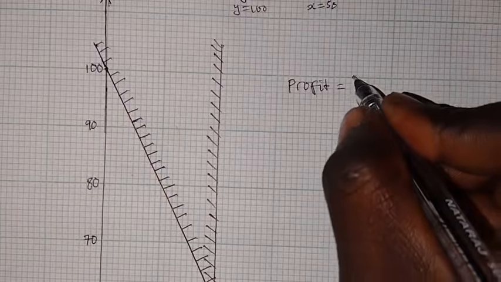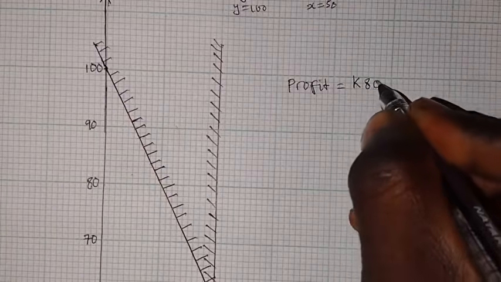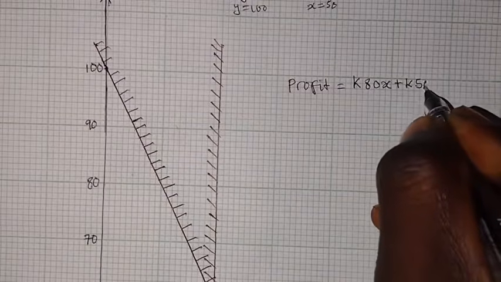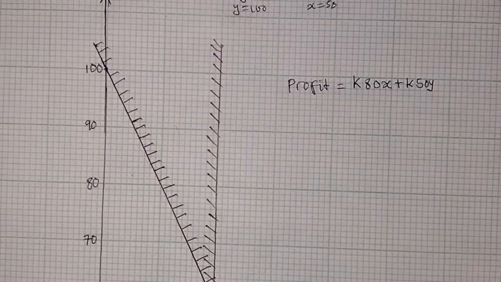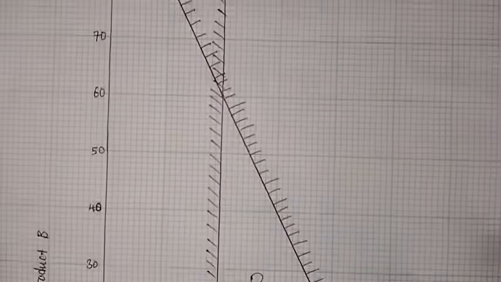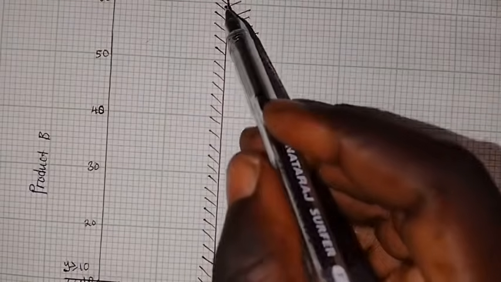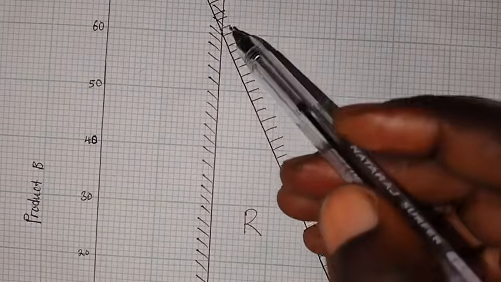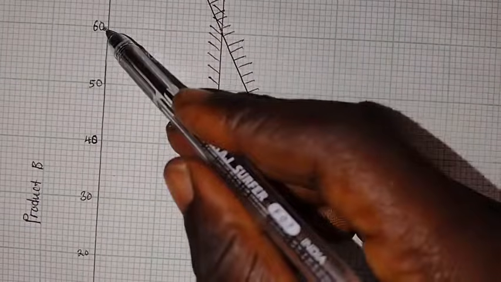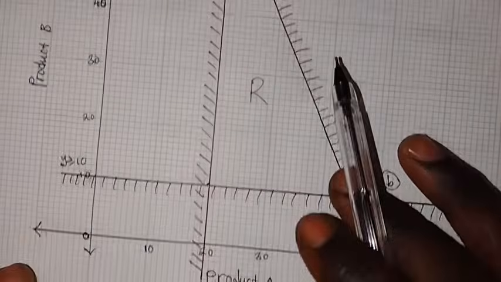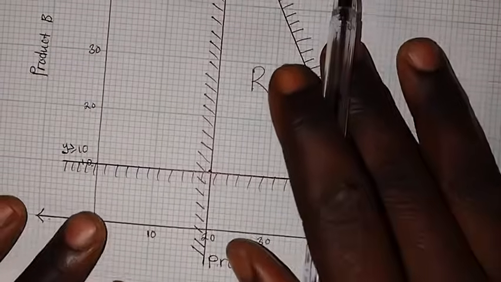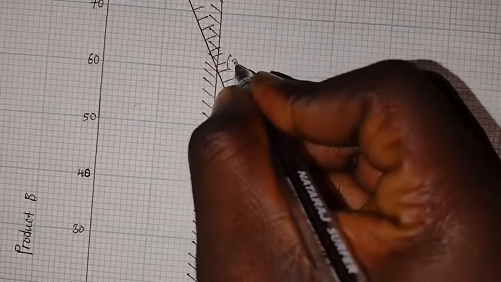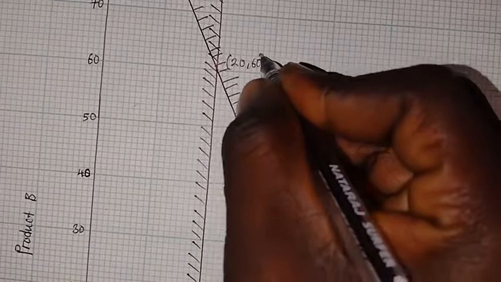So we say 80x plus 50y. Now we need to identify where these solutions are lying. There is this point here. The point that we are able to see here in the y is 60, and in x this is 20. So we can come up with a coordinate which is supposed to be here, which is 20, 60.